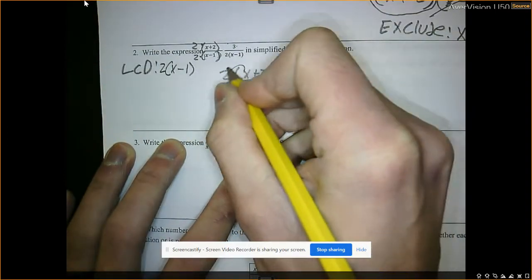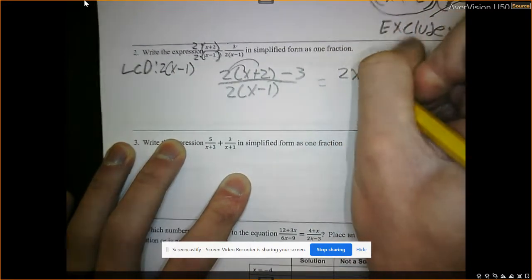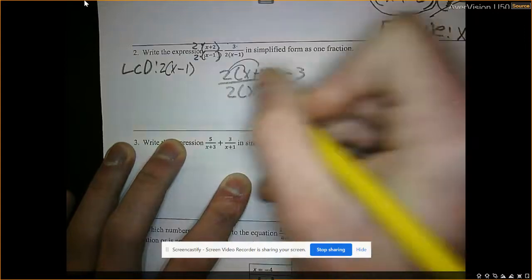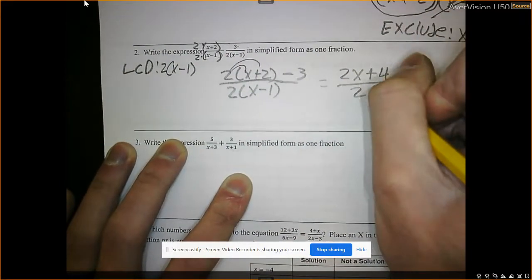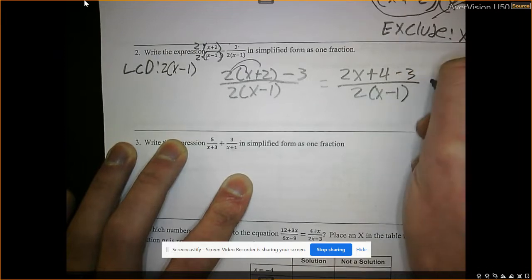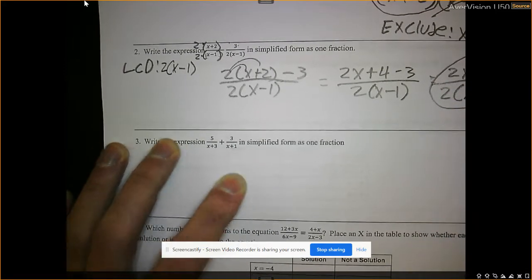Okay, now I want to distribute here. So this is going to turn into 2x plus 4, because 2 times x, 2 times 2 is 4, and then minus 3 over 2x minus 1. Well, what is 4 minus 3? That's just 1. So 2x plus 1 over 2 times x minus 1. That should be your final answer there.